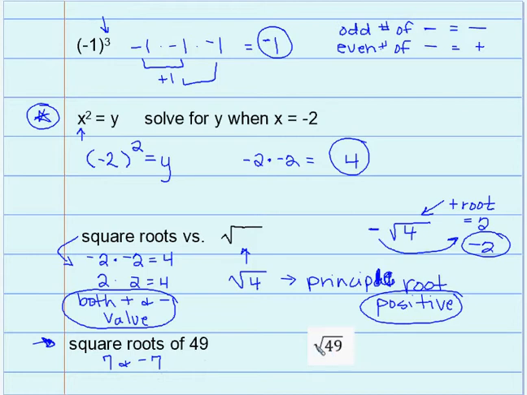This problem over here says, what is the square root of 49? I want the principal root, the positive root, so this is just 7.